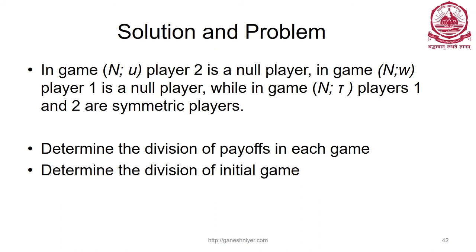So in game U, player 2 is a null player. In game W, player 1 is a null player. And in game T, player 1 and 2 are symmetric players. So you can now determine the division of payoff for each individual game, and you can verify that the fourth condition by Shapley is satisfied.